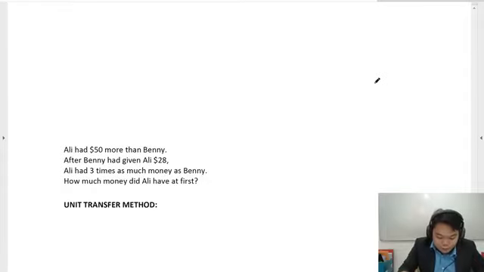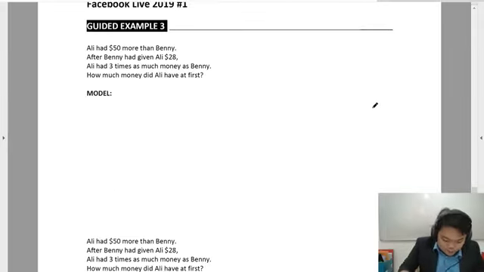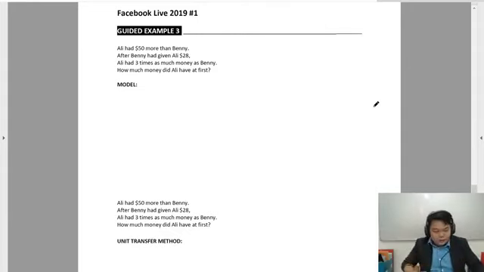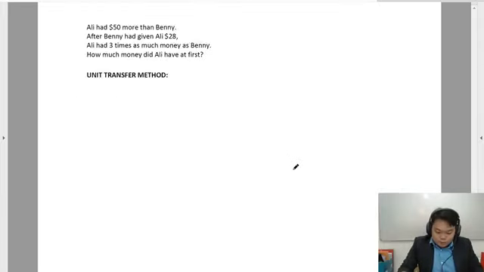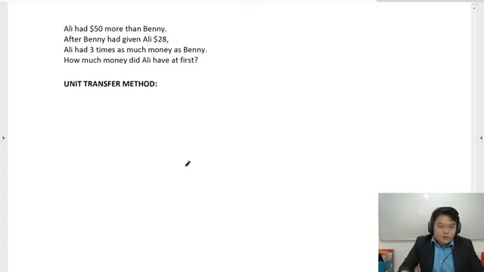Okay, so let's go on to number 3. By now, you would be thinking that unit transfer method is a superior method to model. Let me first and foremost say that there is no superior method, only the method that works for your child. Whichever he can use to score consistently would be the most suitable method for him. And that is my stand. To illustrate why I say that, let me start with the unit transfer method first.